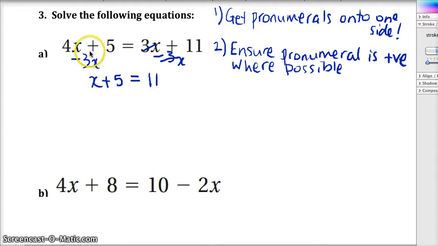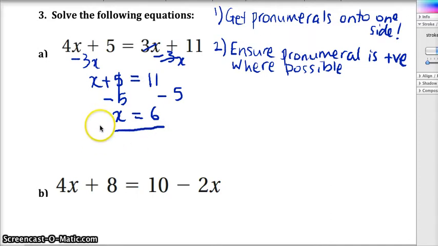So remember, always what you do to one side, you do to the other side. If I wanted to get rid of the 3x here, I had to get rid of 3x here as well. Now I want to get x by itself. Ask yourself the question, what's happening to the x? It's being added to 5. So I'm going to minus 5 from both sides. 5 minus 5 is 0, so I'm left with x. And 11 minus 5 is 6.